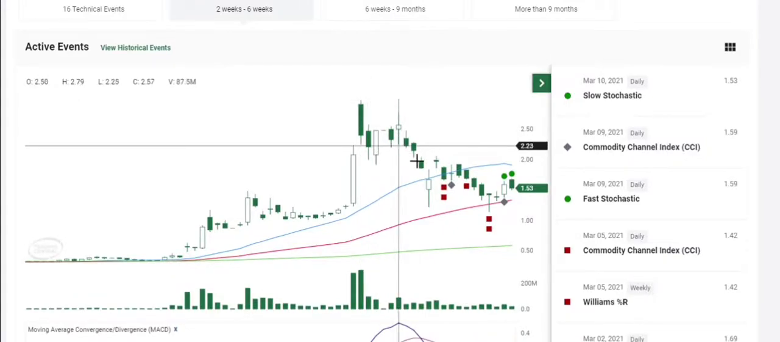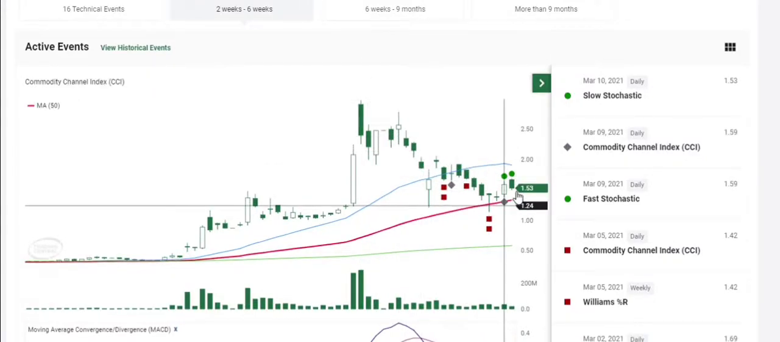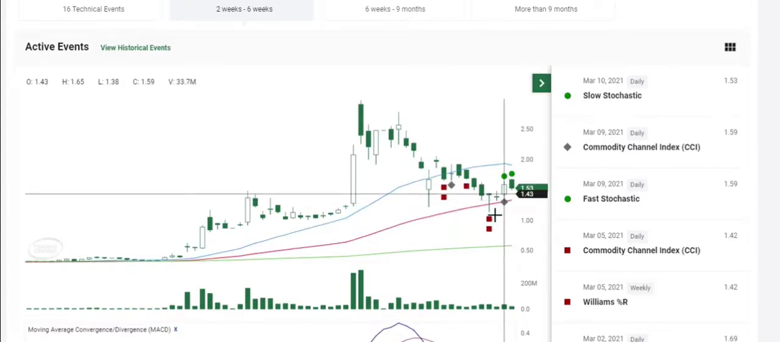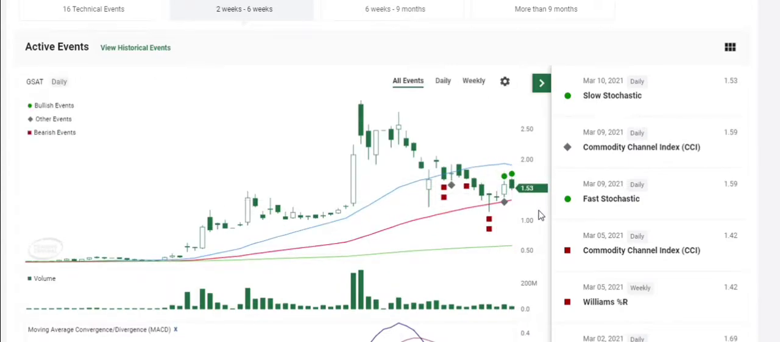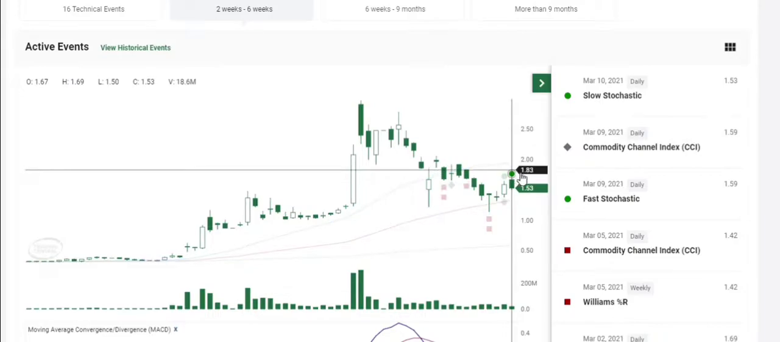And as you can see, there was a lot of downward action here and then there was a reversal here. We called the reversal a few days ago and here it is. And it kind of hit its head a little bit yesterday.